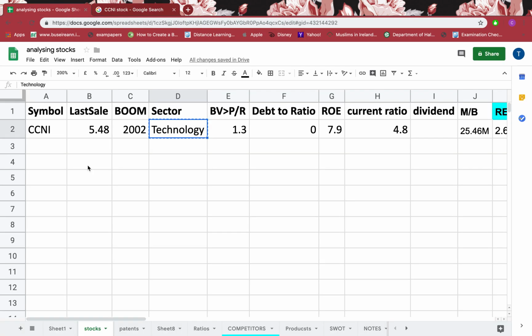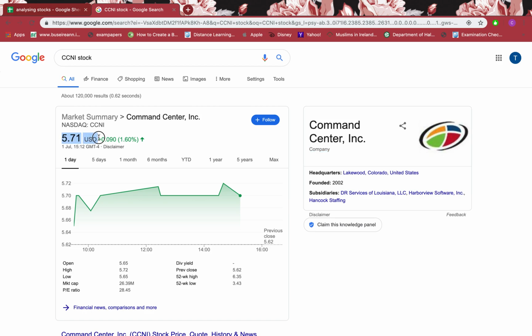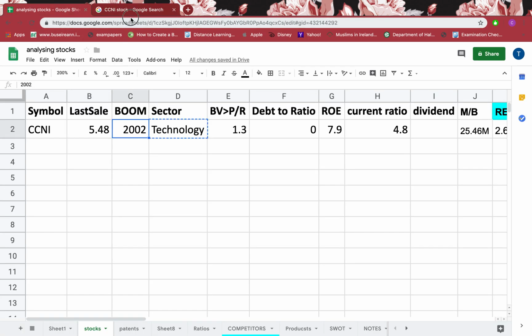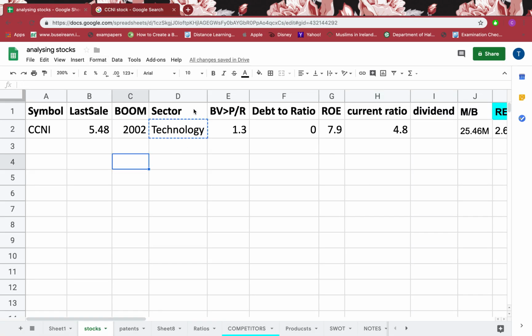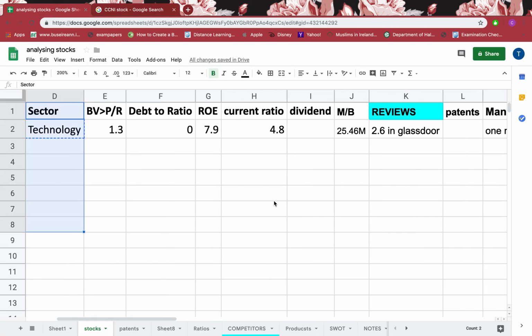So if I want to buy the stock right now, what price do I have to pay? I have to pay 5.71 US dollars, okay? If I want to know when the firm was founded, it's written founded 2002, so it's a recent firm. I'll explain the sector later in the video.